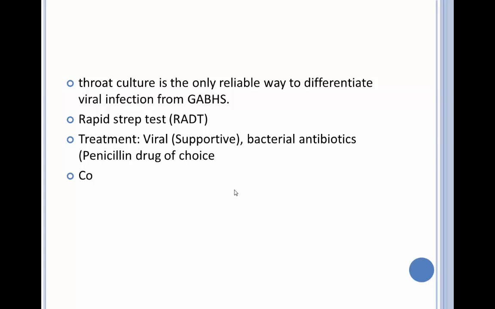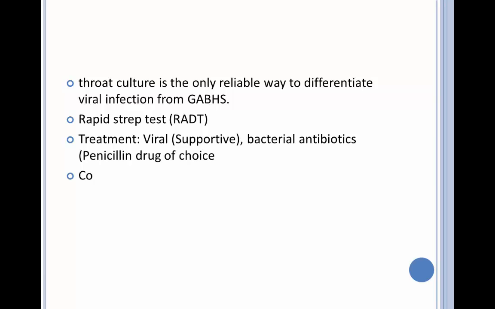But meanwhile, a rapid strep test could be done for the clinician to rule out viral diseases, and if it's positive, most likely the patient has group A streptococci, but if it's negative, since it has a very low sensitivity, it could be a false negative. So if there are high clinical indicators that the patient has group A beta hemolytic streptococci, I'll show you now the algorithm that the guideline recommends.